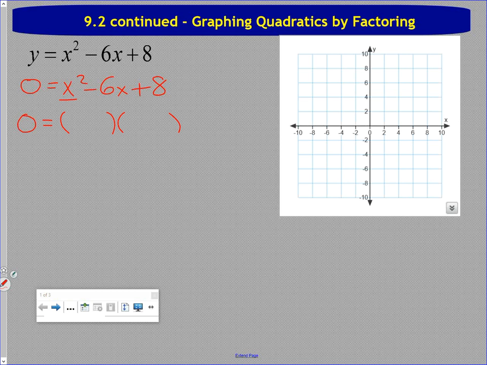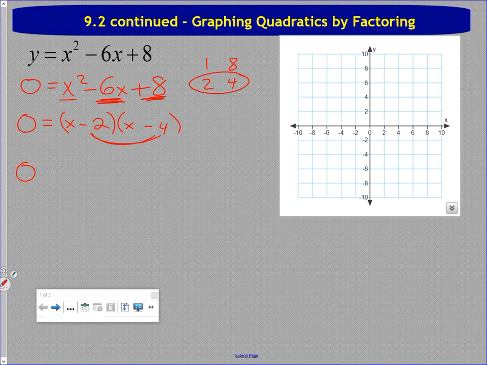Well, the factors of x squared are x, and I need 2 factors of 8 that add up to negative 6. The factors of 8 are 1 times 8, 2 times 4. Which one's going to give me a 6? It's going to have to be 2 times 4, right? Then I have to look at how do I make it a negative 6? Well, they both have to be negative. Then to just double check, negative 2 times negative 4 gives me the positive 8, and negative 2 minus 4 gives me the negative 6, so it works.